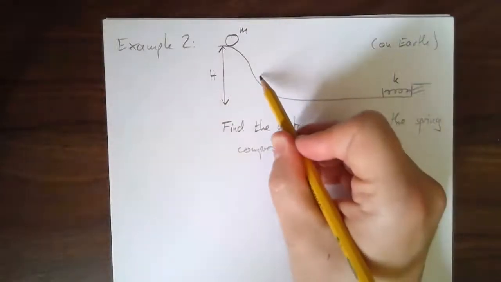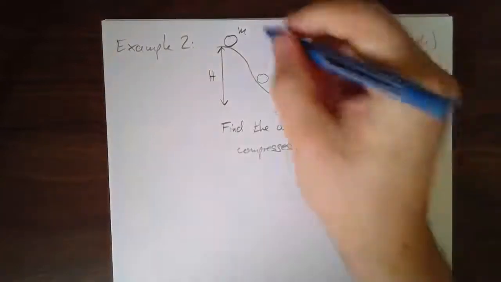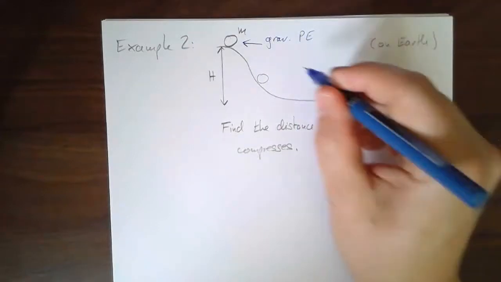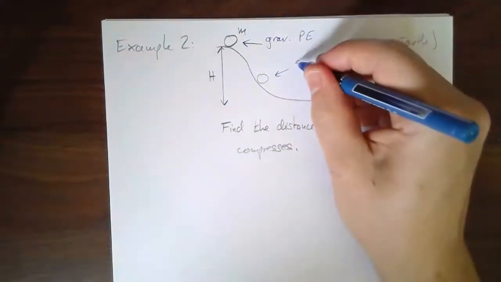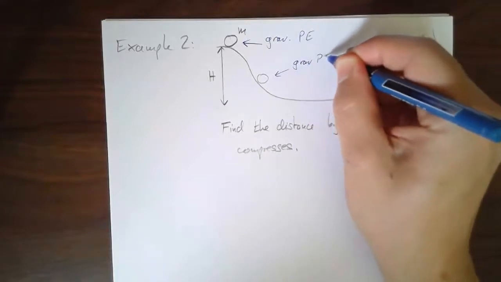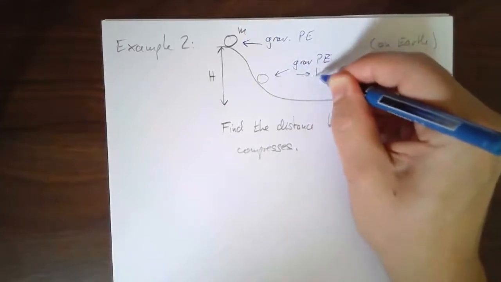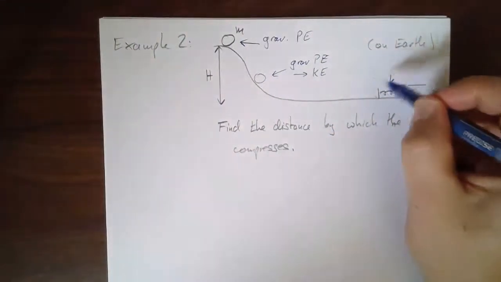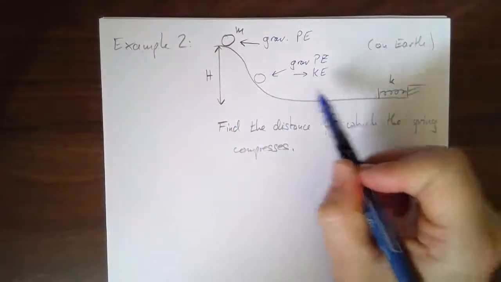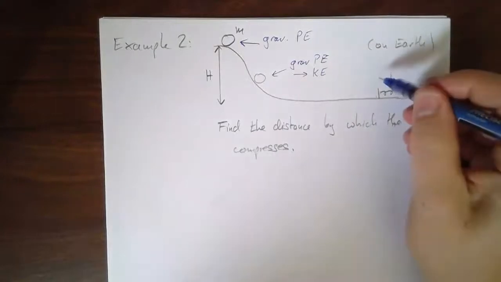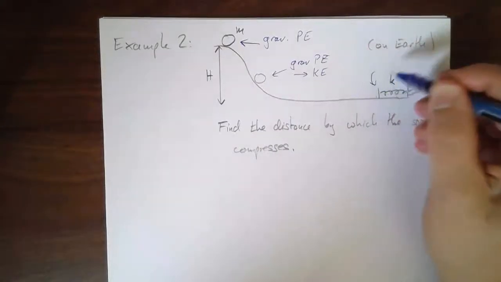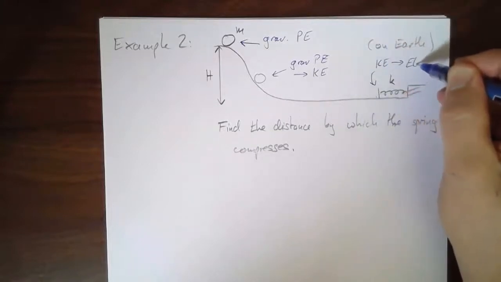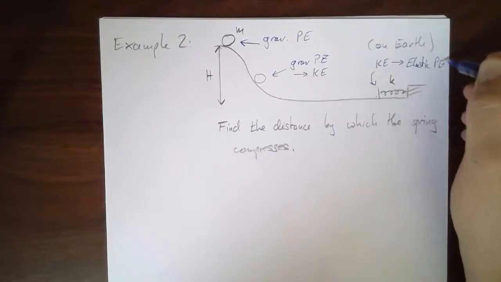So let me just write this down. Right up here, it's gravitational potential energy, which is gradually becoming kinetic energy, and then when the ball hits the spring, it has no more gravitational potential energy, at least assuming this is our reference zero height. So over here the kinetic energy gets turned into elastic potential energy.